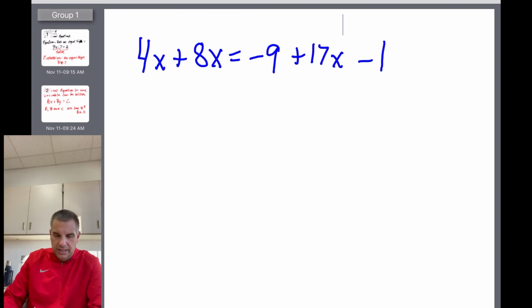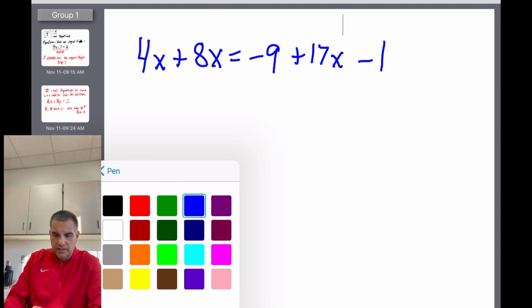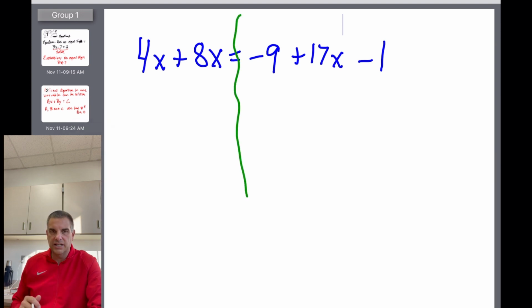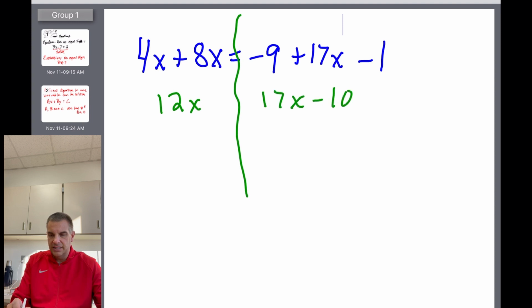Well, again, there's several different ways to do it. Sometimes you'll see the lines. You guys shouldn't need the lines at this time. You've gone through Algebra 1 and Algebra 2. So combine like terms, 12x, and then you get 17x minus 10 on this side.